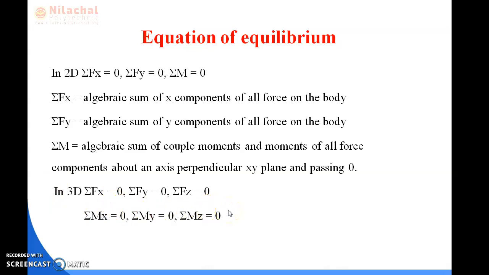The total derivation part we will discuss later in other chapters. At that time I will explain thoroughly.